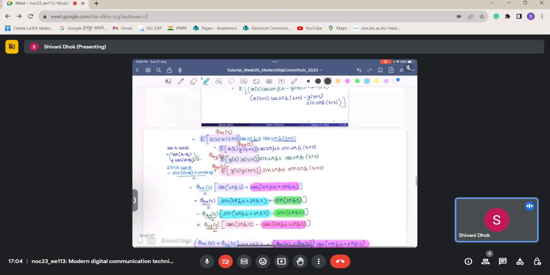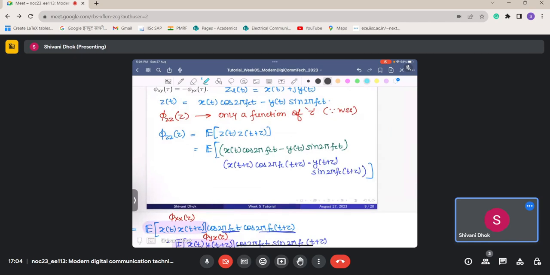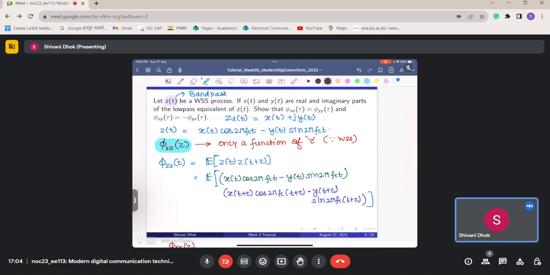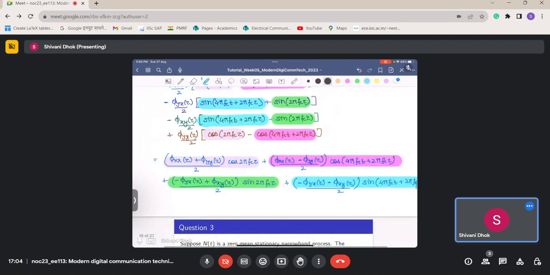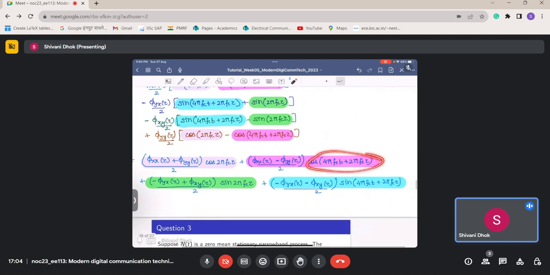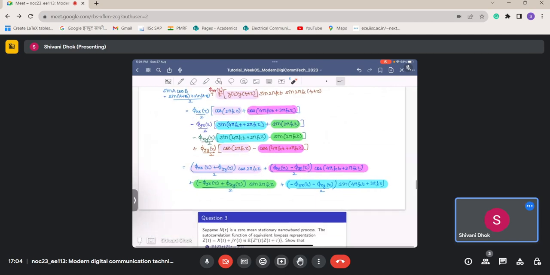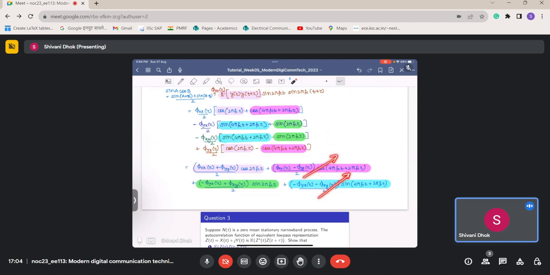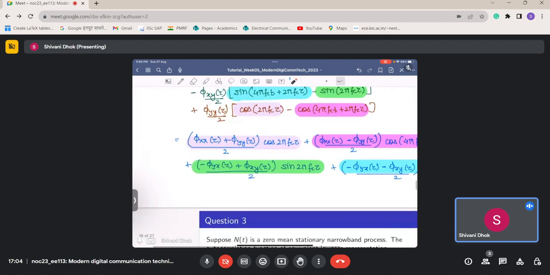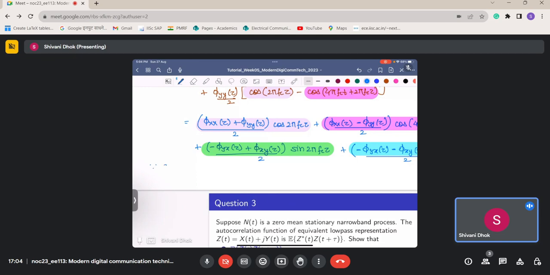Okay. Now we mentioned that this is basically a wide-sense stationary function, which means this phi zz of tau should only be a function of tau. However, whatever we are getting here is a function of t and tau as well. Like this is a function of t and tau, this is also a function of t and tau. Now these two quantities are not zero. So in order to have this entire expression as only a function of tau, this term should go to 0 and this term should go to 0. When will these two terms go to 0?